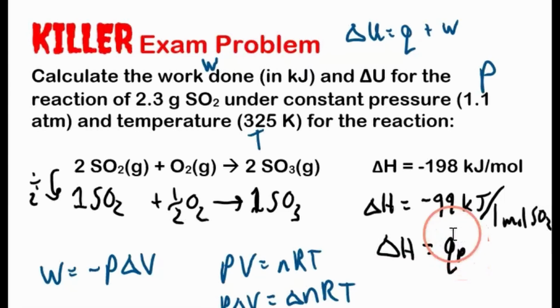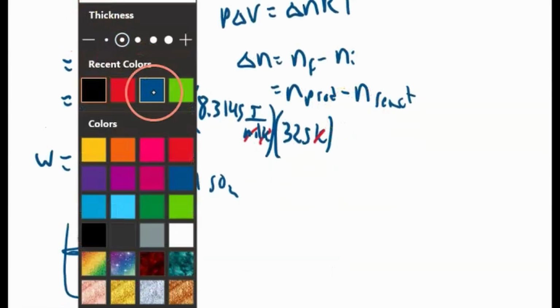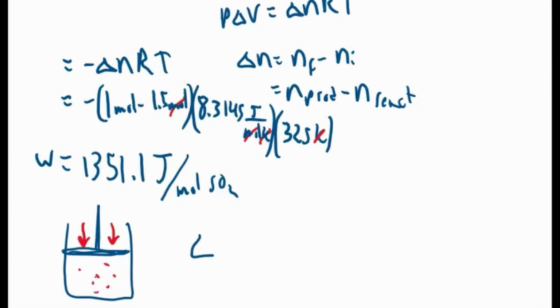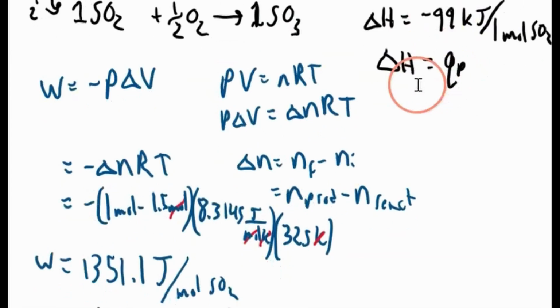So that's under constant pressure, so we can literally just substitute that in. I derived this in another video as well, but it's probably just something you kind of need to know. So delta U equals, it's a funny looking delta, delta U equals our delta H plus the work. And our delta H is negative 99.